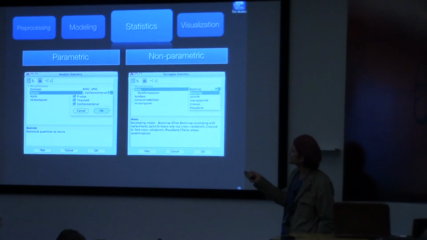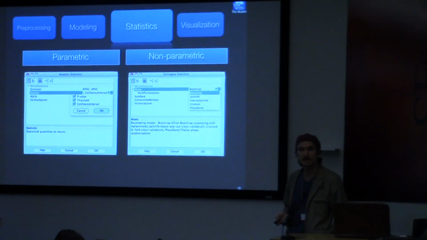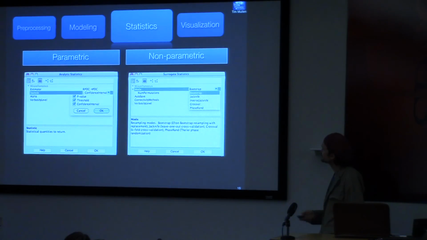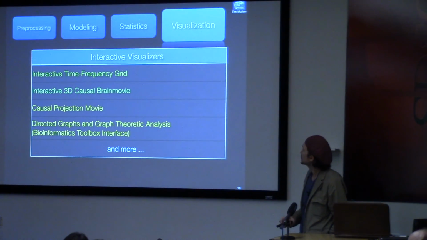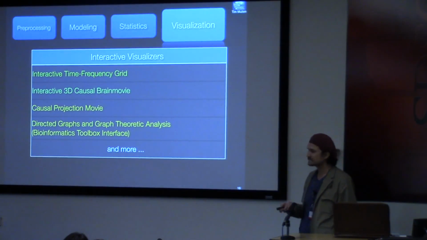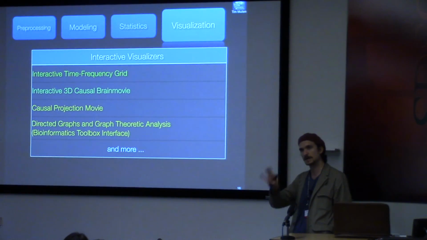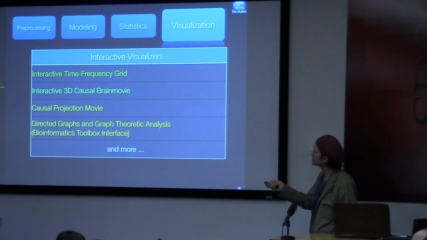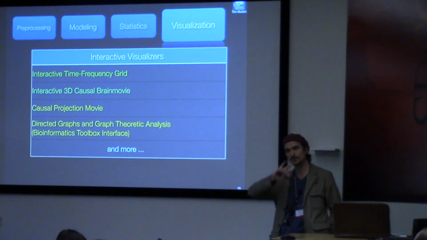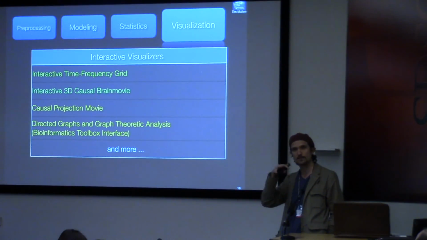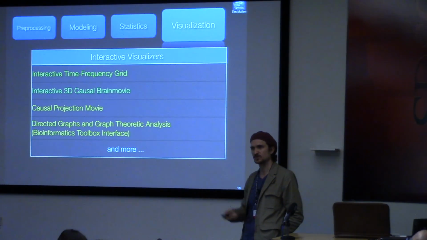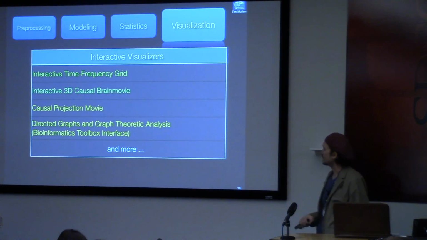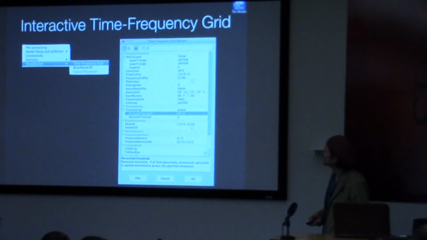This is an example of the GUIs that you can use to access those different modeling techniques, and both parametric and non-parametric approaches for statistical modeling. And then visualization, interactive time-frequency grids allow you to view the connectivity data across time, frequency, space, anatomical locations. Interactive 3D causal brain movies allow you to create basically a 3D brain network model or map that you can explore and create a movie out of to see how the network dynamics change over time. And a couple other methods that allow you to visualize other aspects of the data.